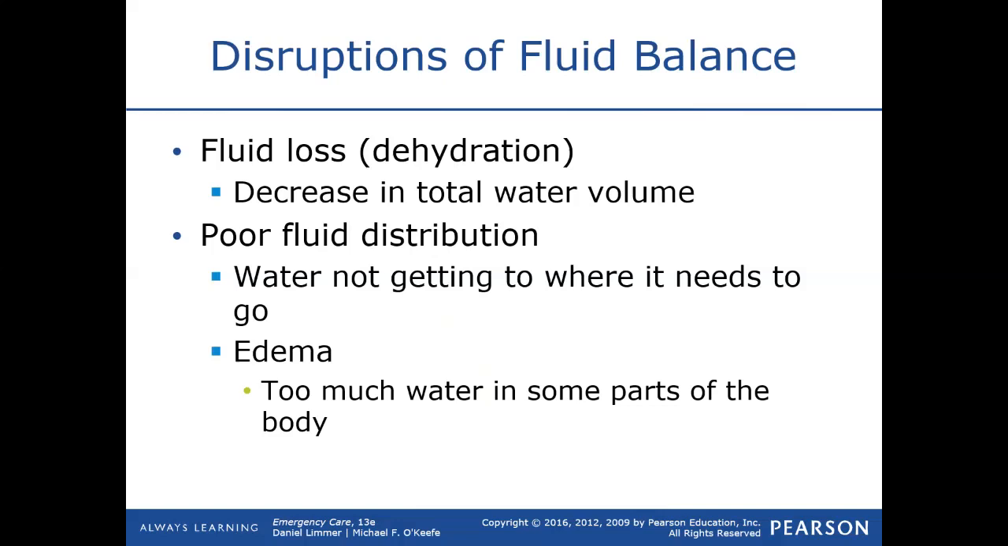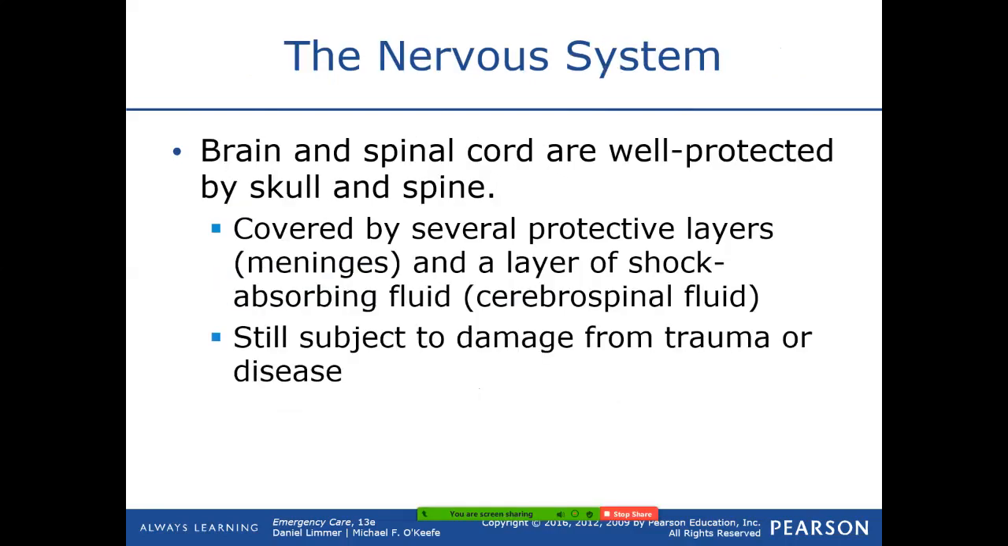But basically, there's water in areas that it's not supposed to be, and it causes some type of swelling. And usually, it's pretty easy to identify. Okay, the nervous system. The brain and spinal cord are well protected by the skull and the spine. Okay, they're covered by several protective layers and a layer of shock-absorbing fluid, cerebrospinal fluid. Okay, still subject to damage from trauma or disease.